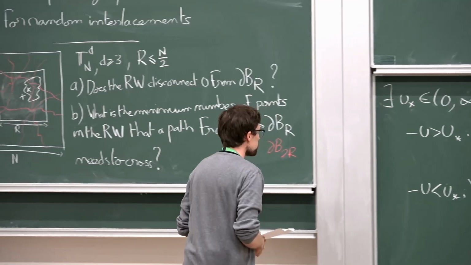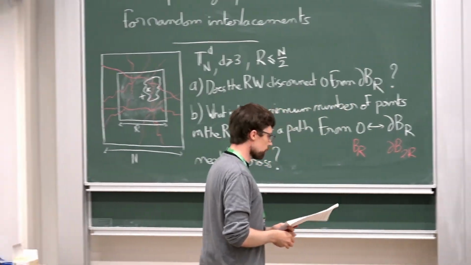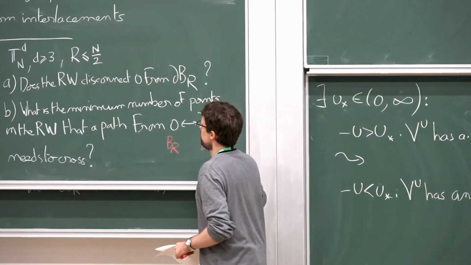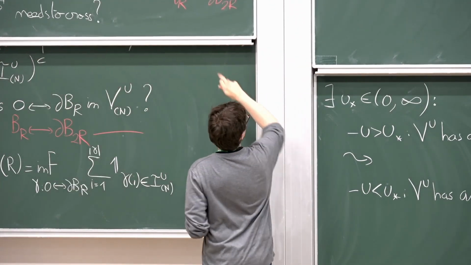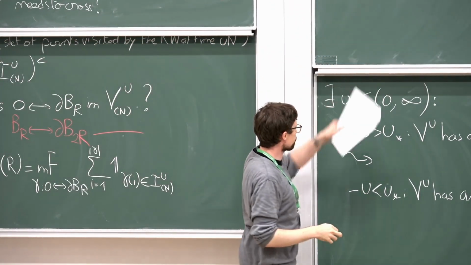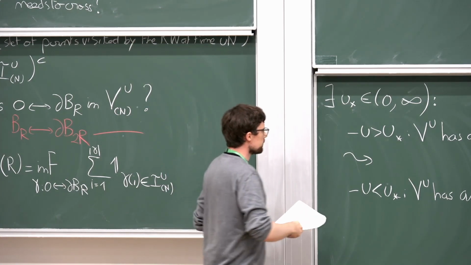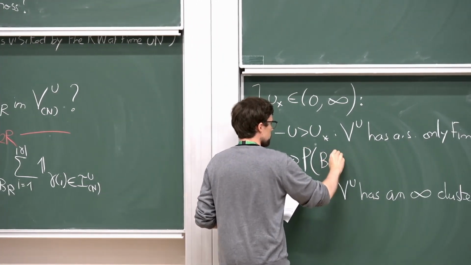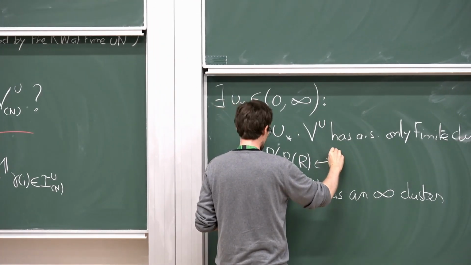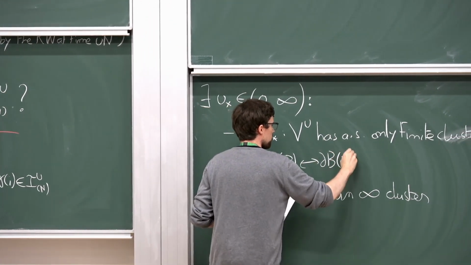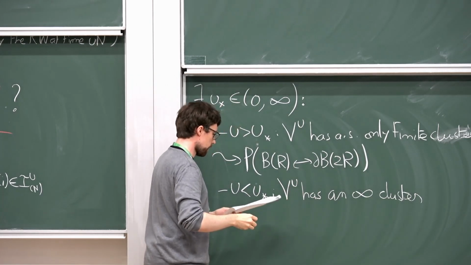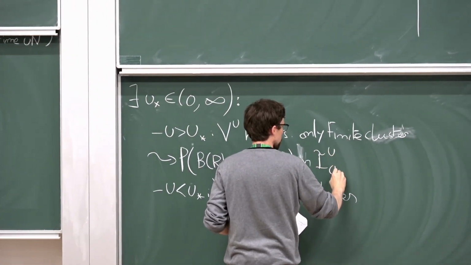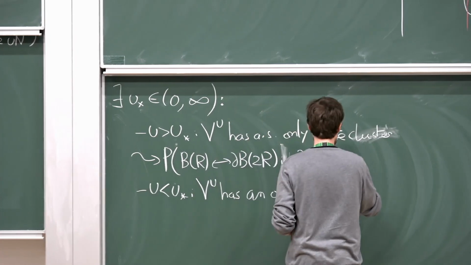Okay, and how is that related to my problem A? Well, what all these papers here prove, in more or less precision, is that if U is larger than U star, then the probability to go from R to 2R in the torus goes to 0.